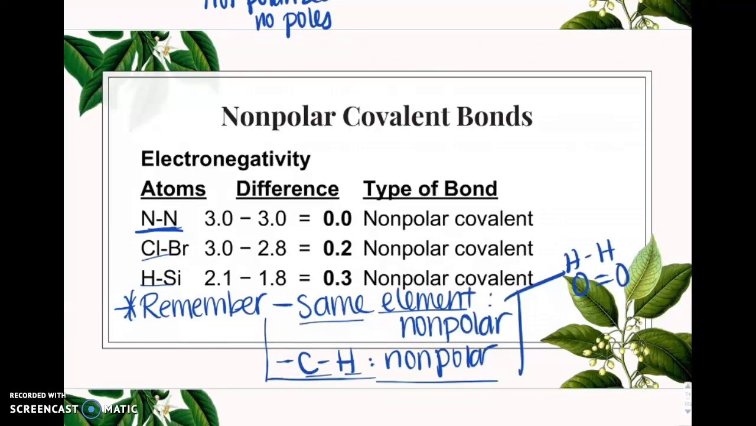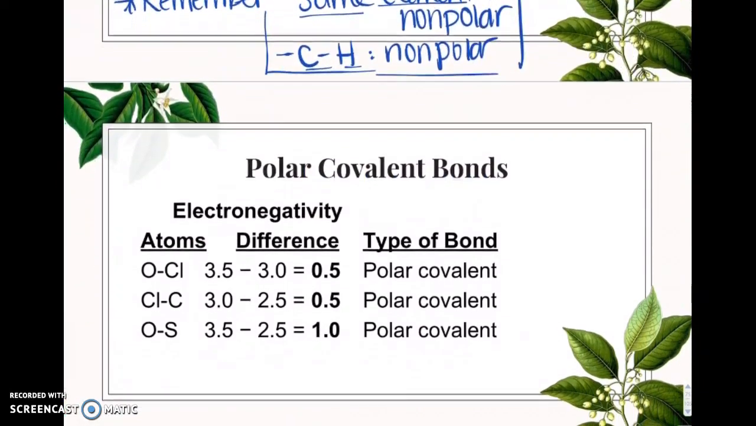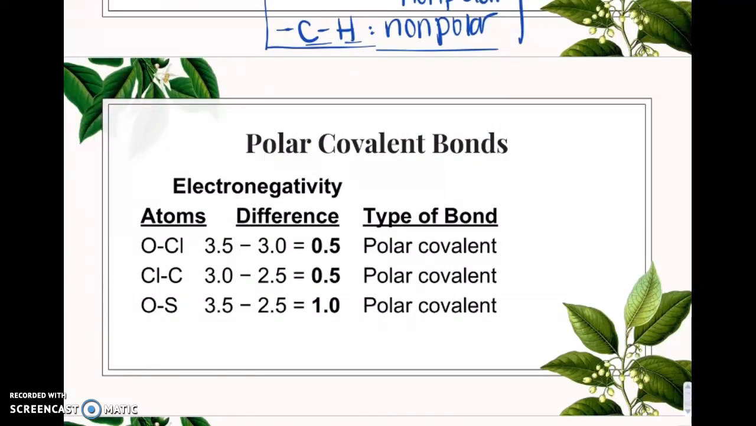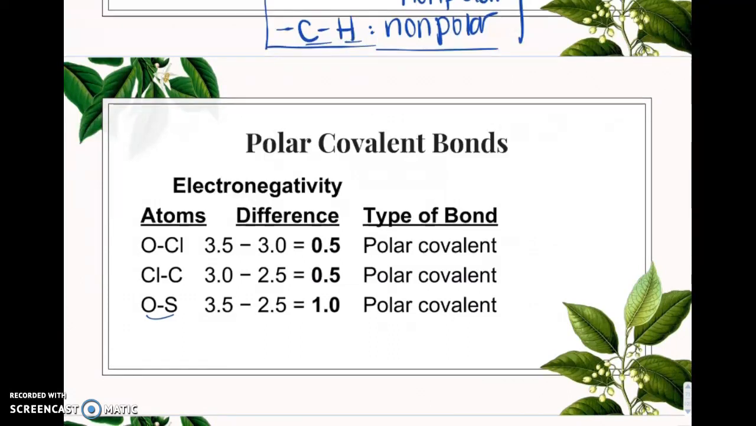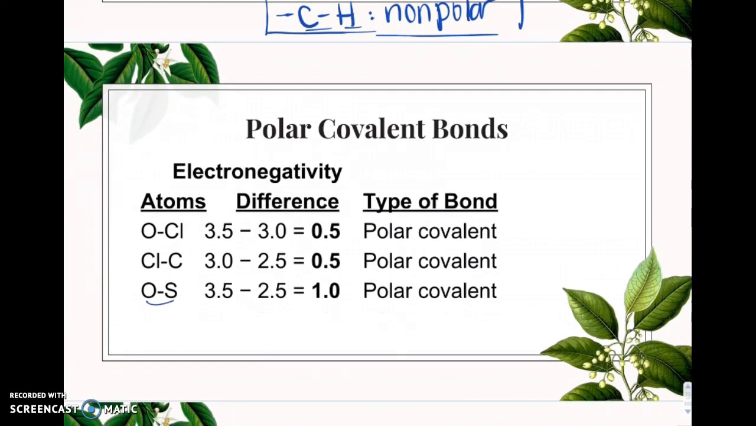But if you do have numbers, you can tell it's a very small difference. I would say less than 0.5 would be nonpolar. Or yeah, less than 0.5. So if you look at polar covalent bonds, they're going to be 0.5 or higher if it's still covalent. So I've got two nonmetals, but they have a little bit more of a difference in their electronegativity.